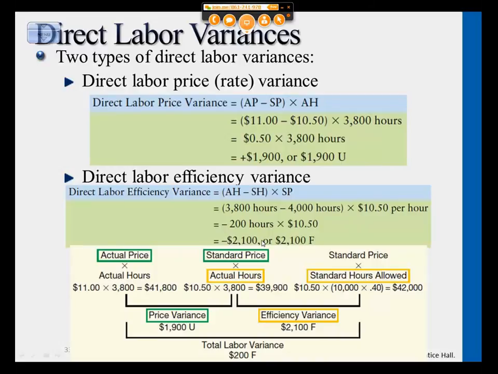Now, at the very bottom, the total labor variance is going to be calculated just like the total materials variance. Although the words are different, it's really the same calculations behind it. Once you understand how it's calculated, it should be very easy. We multiply actual price by actual hours, subtract standard price by actual hours, and we get the price variance. And standard price by actual hours minus standard price by standard hours gives your efficiency variance. Now, total labor variance is the difference of the two.